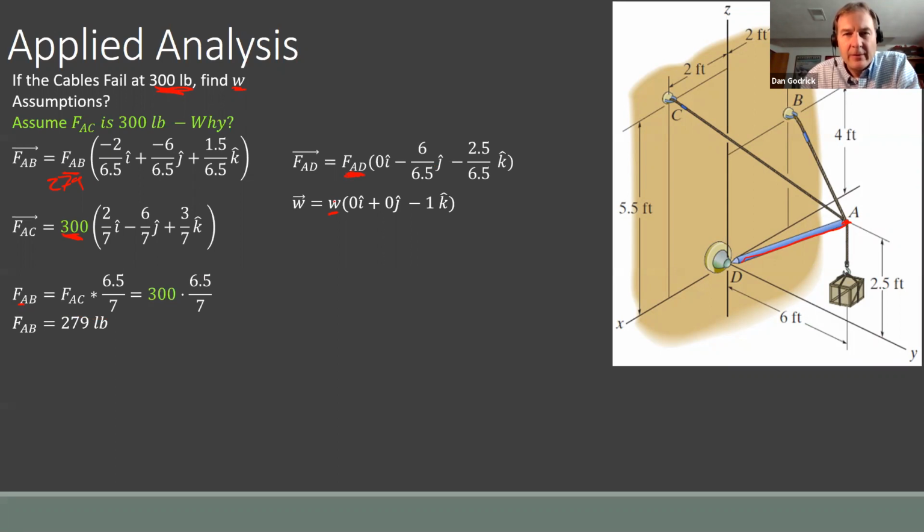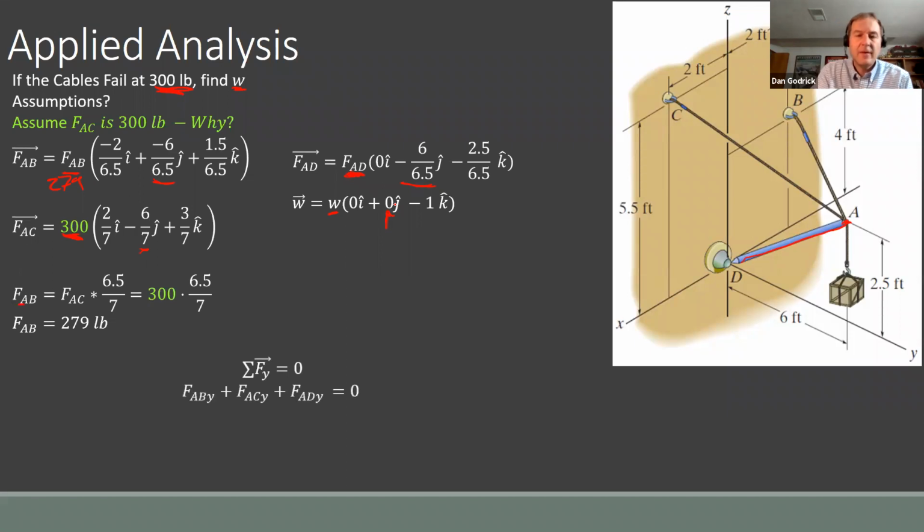What if we now take our J components? So we can isolate FAD. We know FAB, we know FAC. W doesn't matter because it's 0 in the J, but if we take the sum of the forces in the Y now, we can find out FAD.